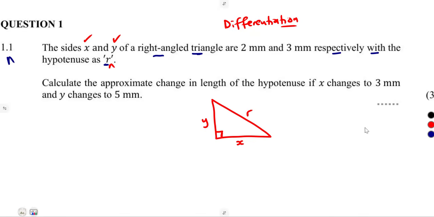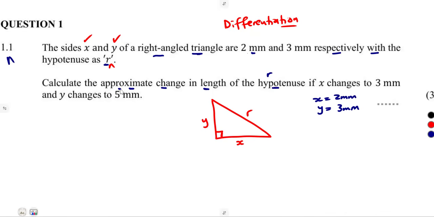So that is our condition, where x is 2 millimeters, and y is equal to 3 millimeters, as we are given that information respectively. That is our information. Calculate the approximate change in the length of the hypotenuse. Remember, our hypotenuse is called r.